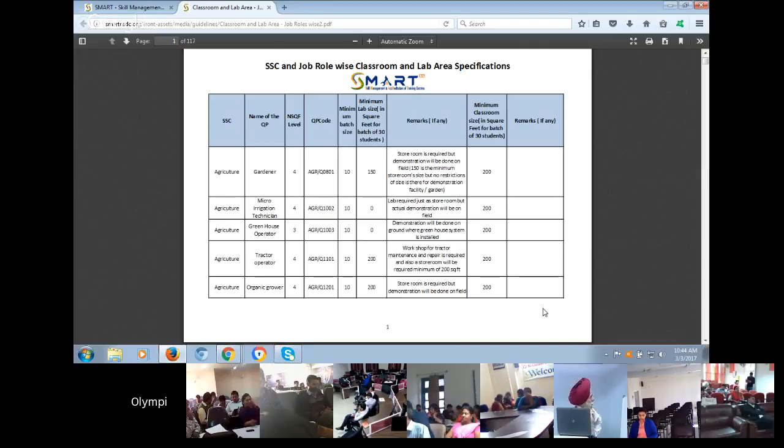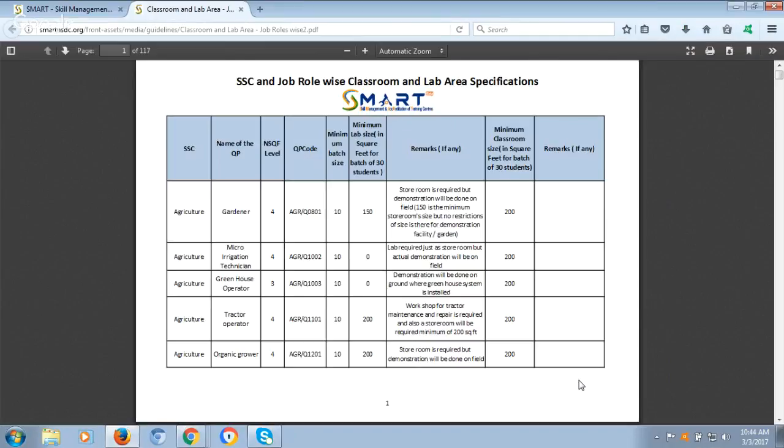Minimum classroom size, lab size, as well as class use. Number 1, SSC, Sector Skill Council. If you see the table, first is Sector Skill Council. Then the name of the QP, qualification pack, NSQF level, and QP code. Minimum batch size is 10. I told you, you cannot start any training with a batch of less than 10. And maximum batch size is 30.